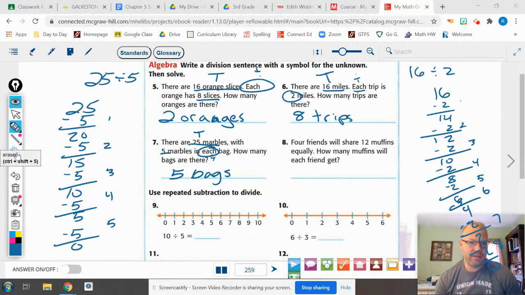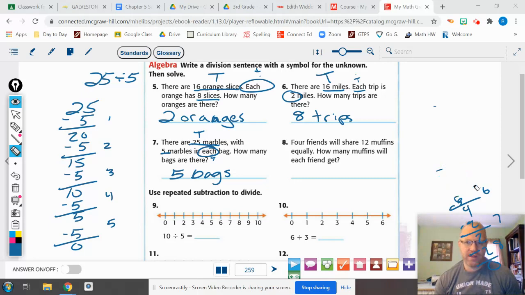Moving on. Number 8. Remember, you're checking your work. You should have done these, and if you were getting them wrong, check the ones that are ahead of this before you see my answers, just to double check and see if you can get it correct. You're on your own. 4 friends will share 12 muffins, and the reason I say that is because 12 is bigger than 4.